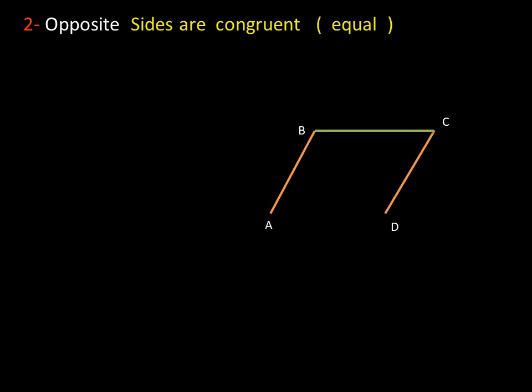Second property: opposite sides are congruent, which means they are equal. So AB equals DC, BC equals AD.